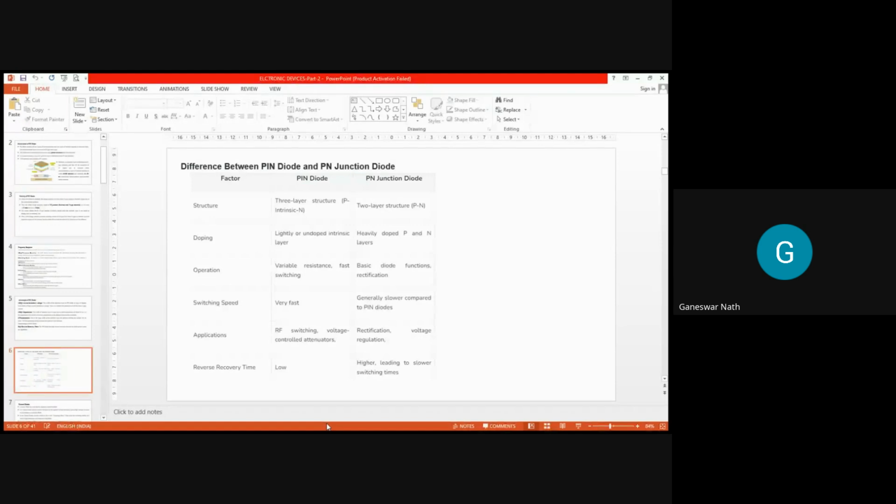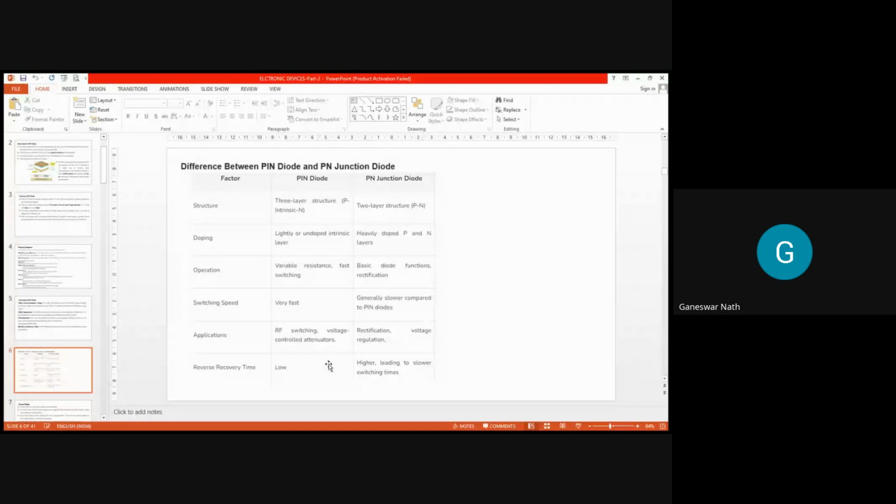Okay. Then coming back to the operation, you can see that the PIN diode has a variable resistance and fast switching, but in the case of the PN junction diode, the basic diode function is rectification. It acts as a variable resistor with a fast switching process, but the PN junction diode can only act as a rectifier. Okay. Now the switching speed is very fast here because there is a large number of charge carriers, but here you can find it slow due to a lesser number of charge carriers.